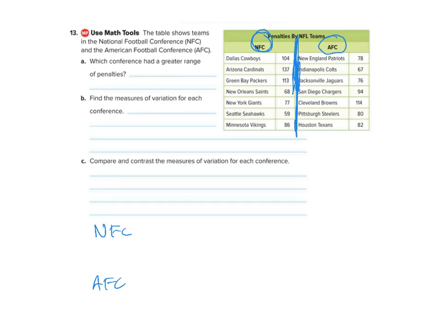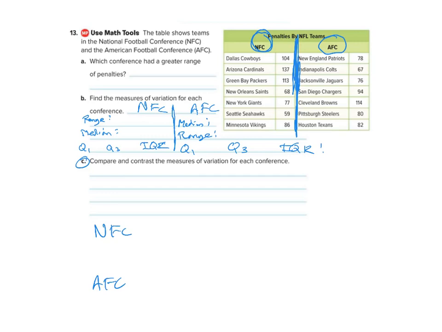So notice you're going to find the measures of variation for each. So what I want you to do is split this one in half. Put NFC here, AFC there, and they want the measures of variation. So range, right, you're going to find your median, you're going to find your quartile 1, leave a little space, quartile 3, and your interquartile range. Do the same for the AFC. You're going to find your median, you're going to find your range, you're going to find your lower quartile, your upper quartile, and your interquartile range, okay? And then notice on letter C, you're going to compare. Just compare them. Say which one has the bigger range, which one has the bigger median, and so on, okay?